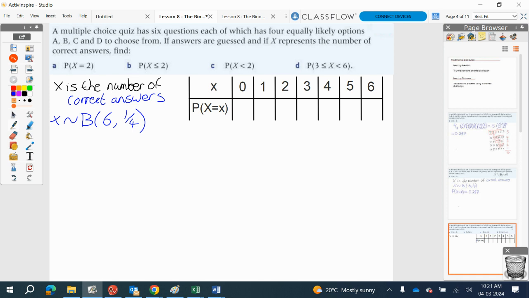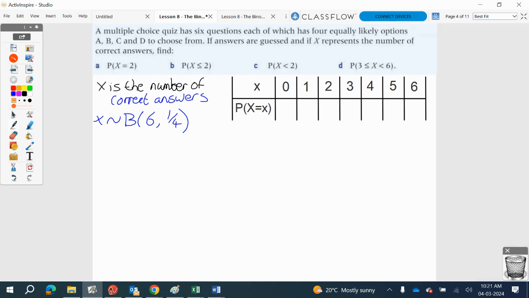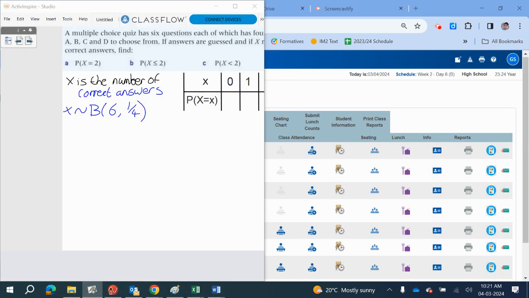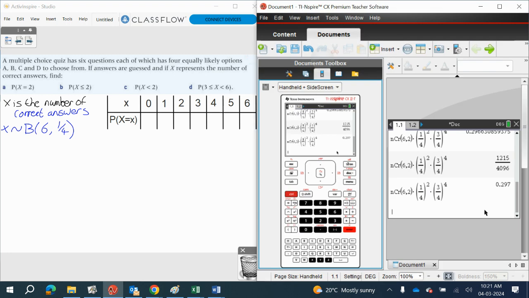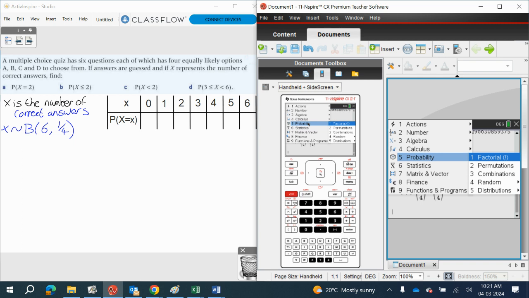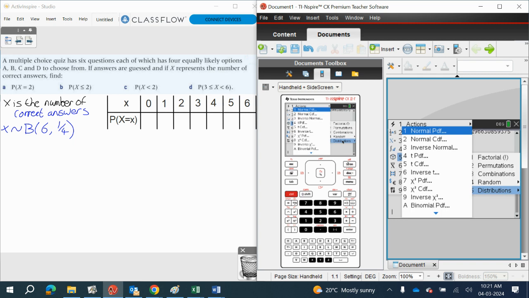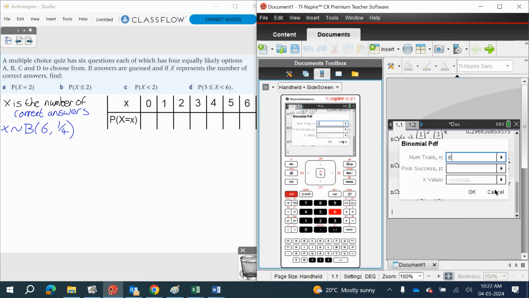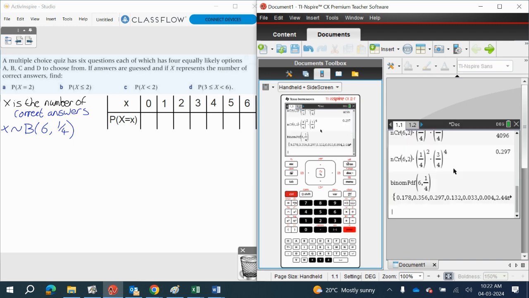X is binomially distributed. So we can get the whole probability distribution. This looks like the discrete random probability distributions we were looking at last week. And we can get that entirely from the calculator for this one. So if we repeat what we did on the calculator last time, but we leave out the x value, if we say menu, probability distributions, binomial PDF, 6, 1 over 4, and leave the x value empty, you'll get the whole probability distribution. It looks like this.